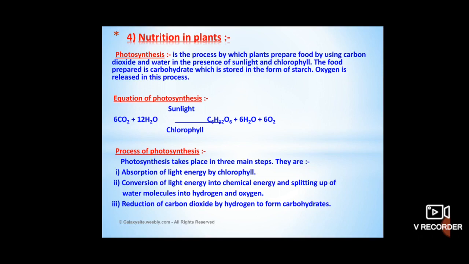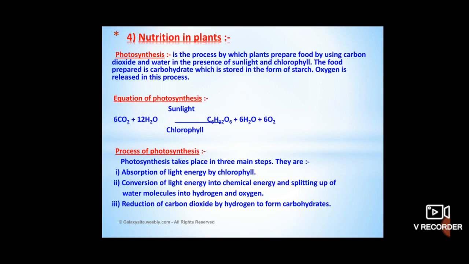So, CO2 plus H2O. CO2 is nothing but carbon dioxide and H2O is nothing but water. In the presence of sunlight, it prepares its food in the form of glucose, water and oxygen molecules. This oxygen is a gas that is excreted from the plant body. It is a waste product in the plant body at the time of photosynthesis.